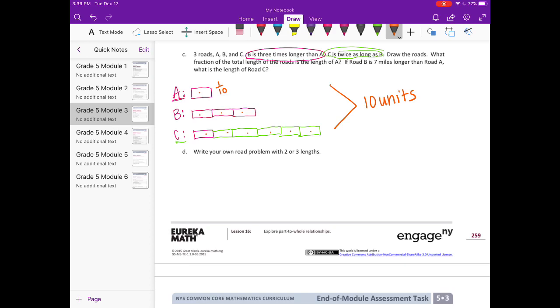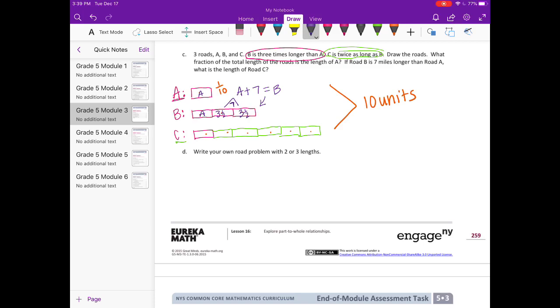And if road B is 7 miles longer than road A, what is the total length of road C? So what it's saying is that A plus 7 is equal to B. Now if we're looking at B here, this is A. So then plus 7, these two must equal 7. So if we take 7 and split it in half, each one is 3.5. So each unit is equivalent to 3.5.